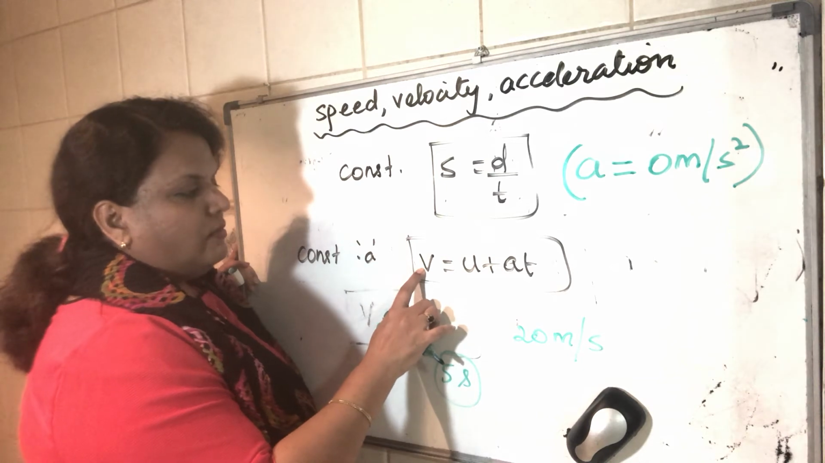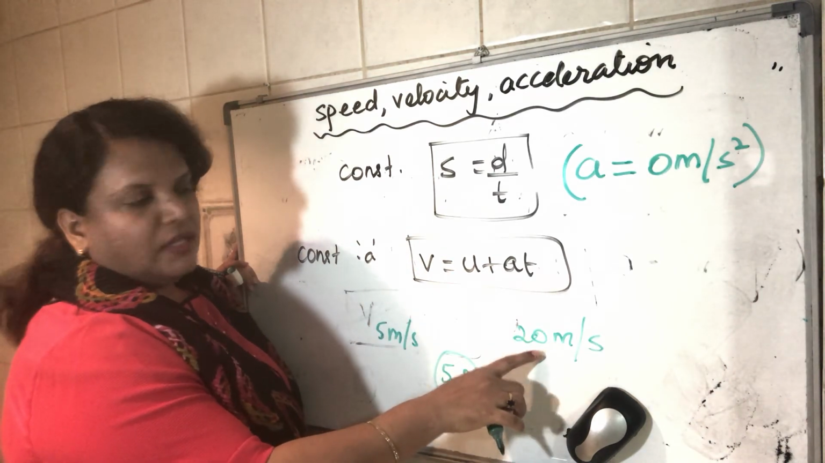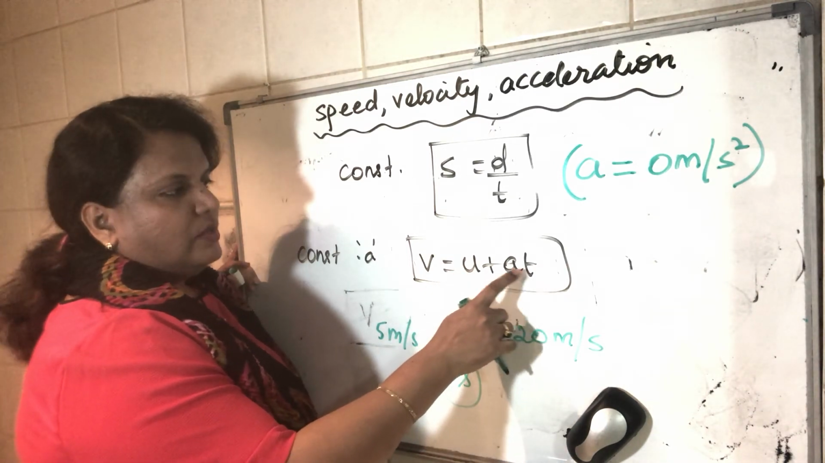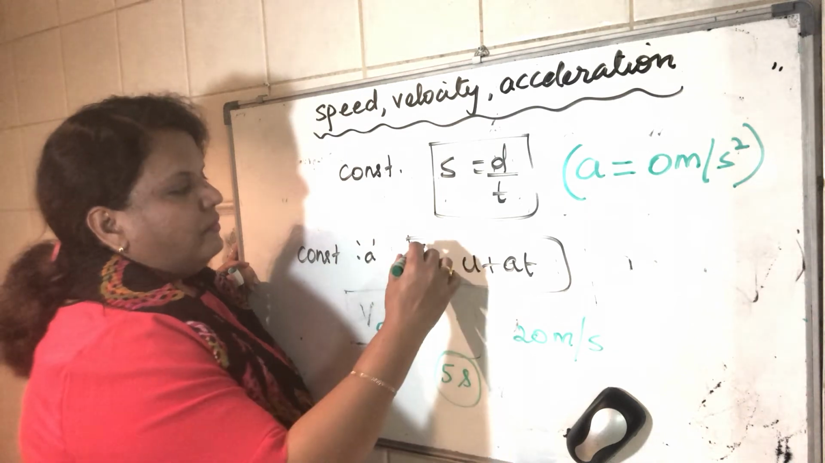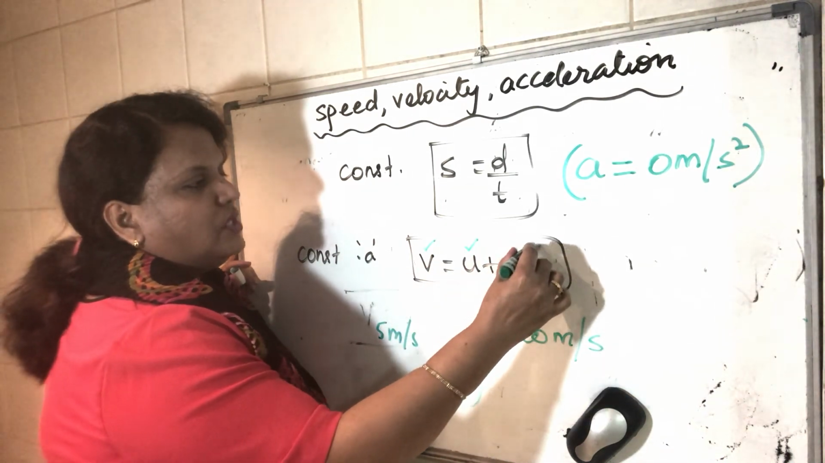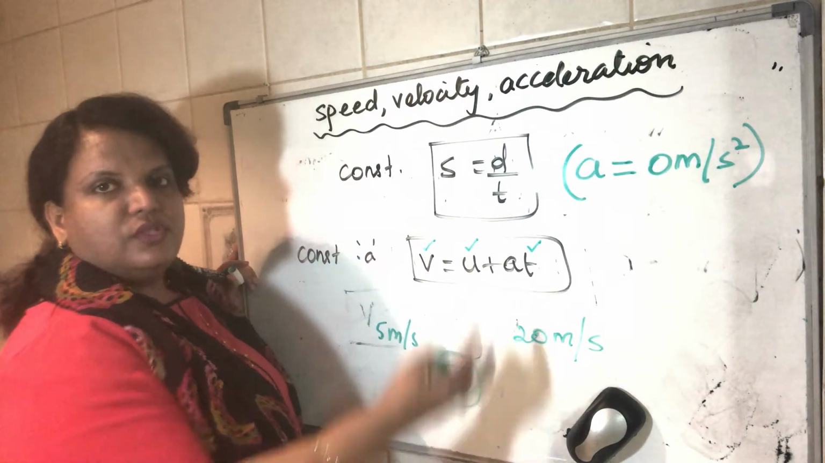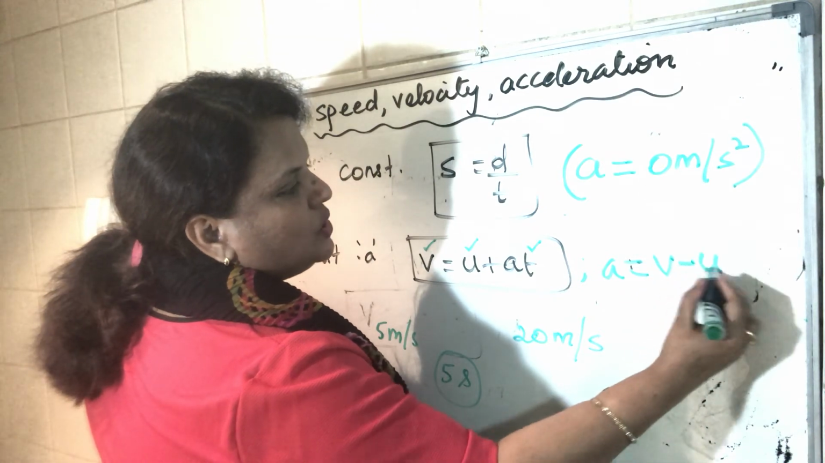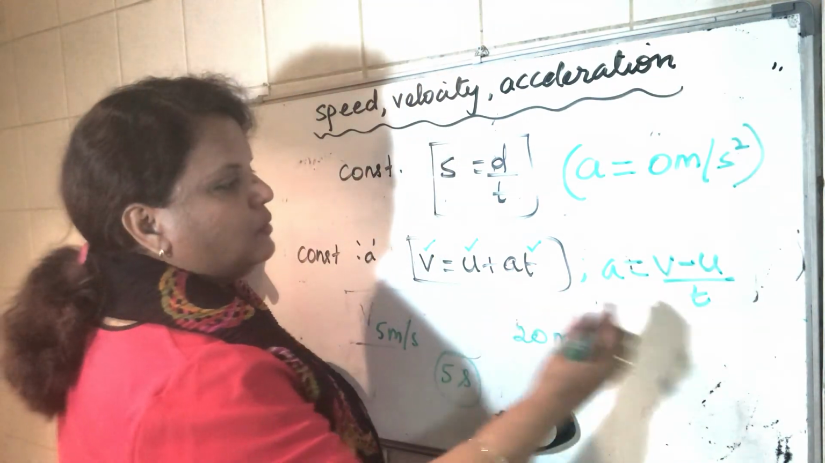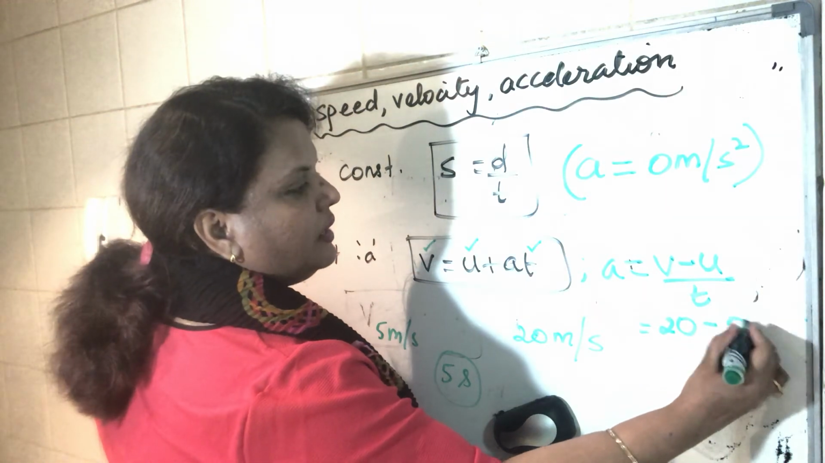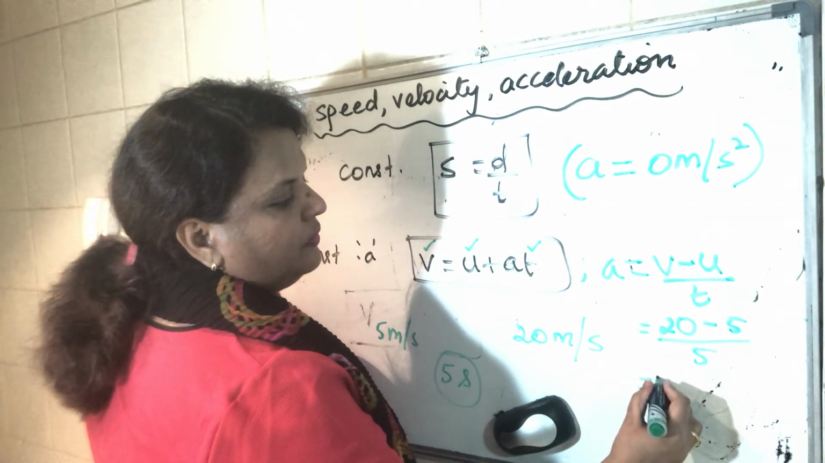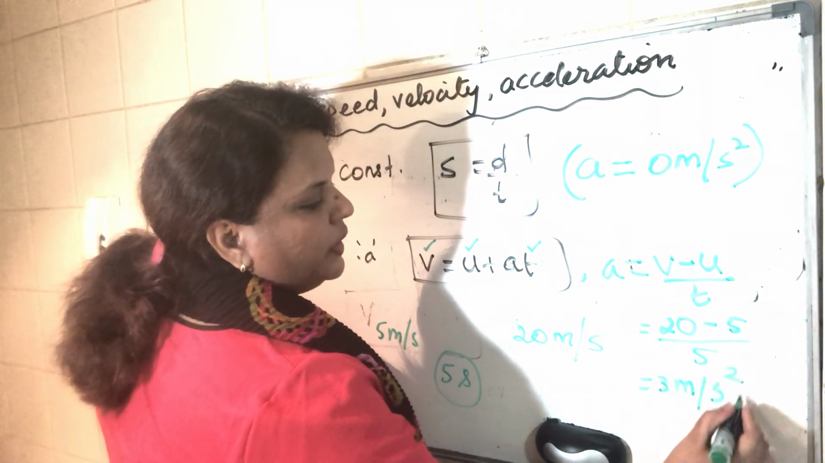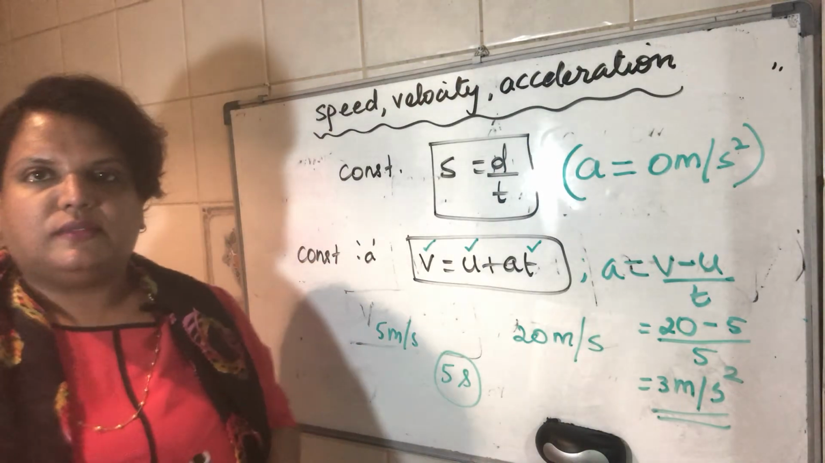Now, v represents the final velocity. u represents the starting velocity or initial velocity. a is the acceleration, obviously, and t is the time taken. Now, here we know v, we know u, and we know t. If you want to find a, just change the subject of the formula. So here a will be equal to v minus u upon t. So if I plug in these values, 20 minus 5 upon 5, I'll get 15 over 5, which will give me 3 meters per second squared as the acceleration for this situation.